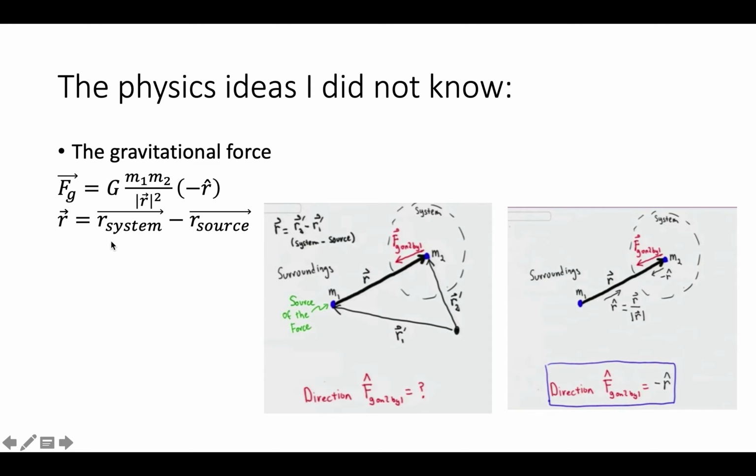We need to use the position vector of the system minus the position vector of the source to calculate the vector r here. And then these two images show me how to derive this negative sign before the unit vector. We can notice that the vector r is from the source m1 to the system m2, and the gravitational force on m2 is directed toward the source. So the vector r is in the opposite direction compared with the gravitational force. Therefore, there is a negative sign before the unit vector.